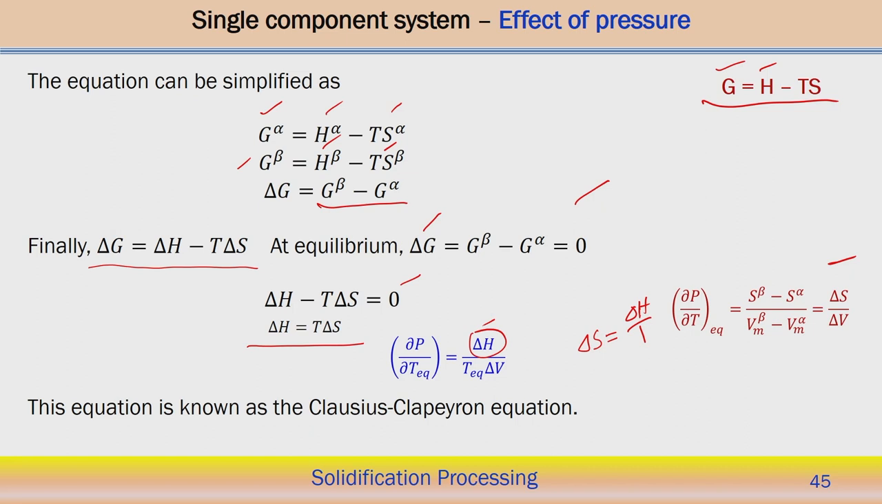From this expression, this equation is actually known as the Clausius-Clapeyron equation, and we can further utilize this equation just to understand the effect of the pressure, the effect of the molar volume changes, or the effect of the equilibrium temperature changes.